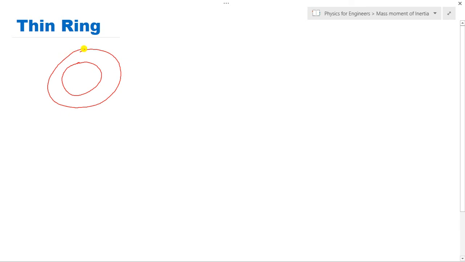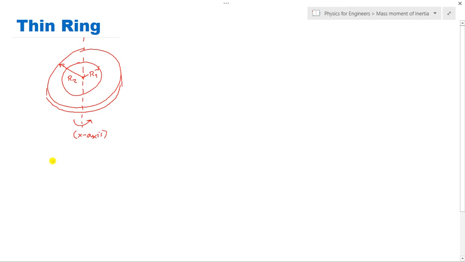It looks like a donut, with a thickness. Assuming this is our axis, it passes through the center of the ring. We label this one as the x-axis. The tendency of the thin ring is to rotate about that axis. Its inner radius we label as r1, and its outer radius we label as r2.